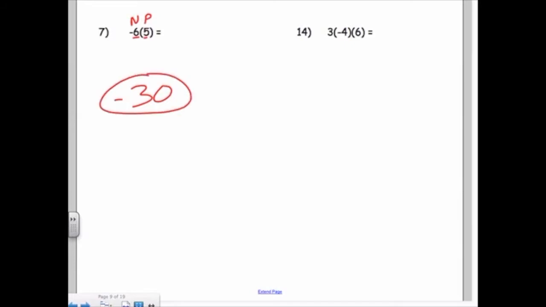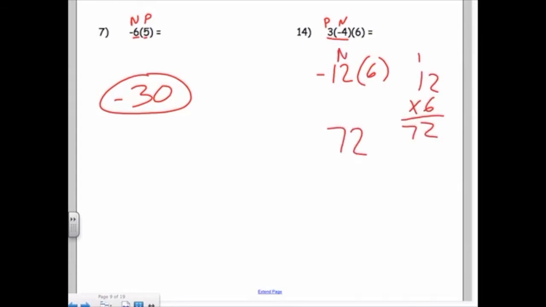14, it's three numbers. So I'm going to multiply the first two. 3 times negative 4. 3 times 4 is 12. One's positive, one's negative, so it's negative 12. I bring down the 6. I do 12 times 6, and I get 72. But in this case, one's negative and one's positive. Signs are different. So it's negative 72. And that concludes the first part of today's lesson.